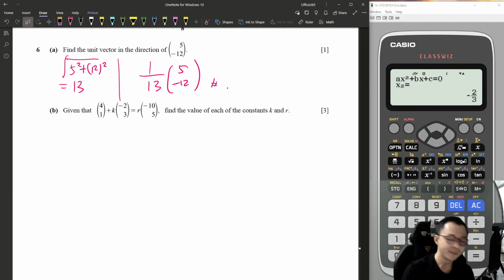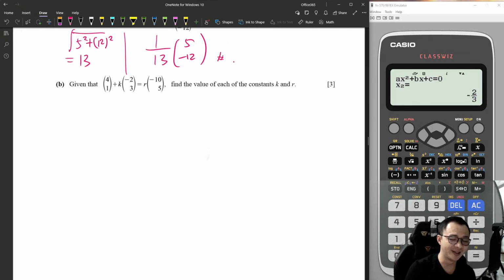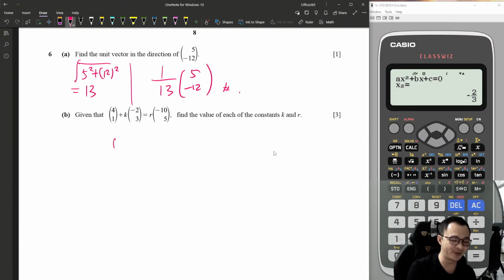Okay, given these, find the value of k and r by solving simultaneously. This is bonus marks. I think the examiner is just so worried you will fail, so he just gives you something crazy easy. Alright, this is 1 plus 3k equals to 5r. Do elimination.